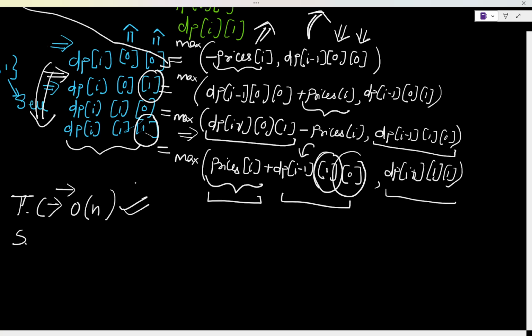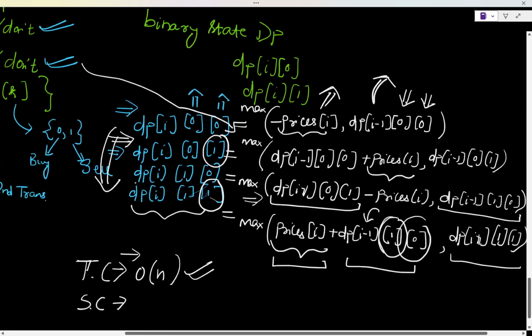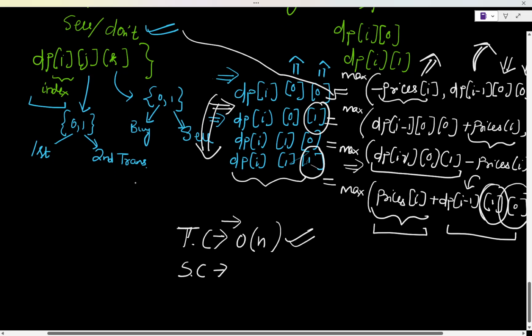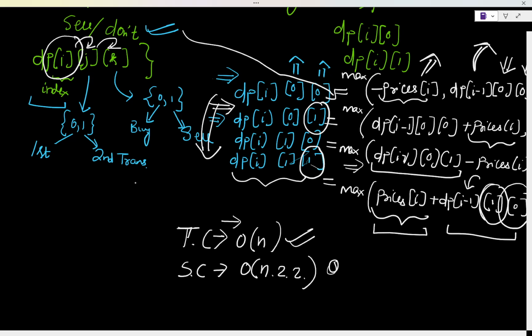And space complexity is we are using additional space. And since it is a 3D array, it might look like we are using a lot of space, but that's the beauty of binary states. It's not a lot of space. So it's basically big O of n multiplied with 2 multiplied with 2. For every of the n elements, we have 2 states, which is for first or second transaction. And we have further 2 states, which is for buy or sell. So it is big O of 4n. And in fact, in big O notation, that's same as big O of n. So this is the space complexity involved.